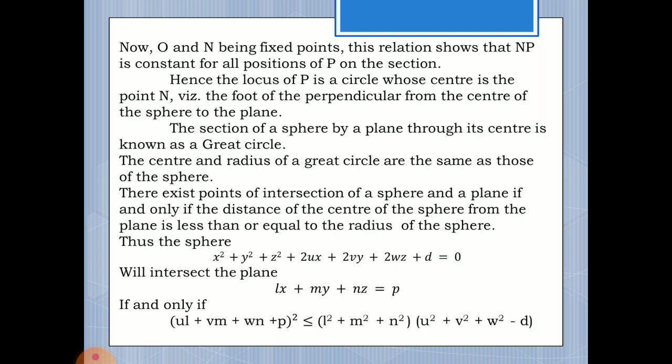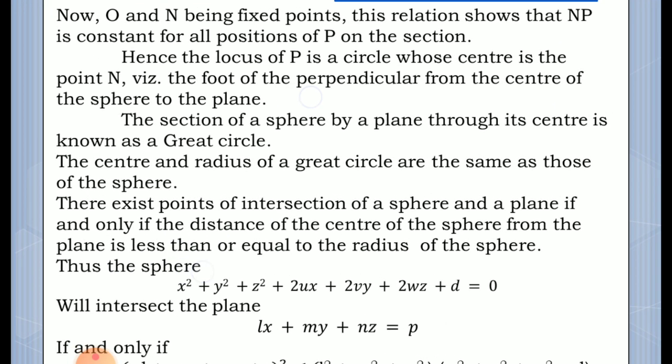I am repeating again. O is the center of the sphere, therefore it is fixed. N is a foot of perpendicular, which is also fixed, and therefore NP is a constant for all positions of the point P on the section, and hence the locus of P is a circle whose center is the point N, the foot of perpendicular from the center of the sphere to the plane, which is the center of the plane section, that is, the circle.